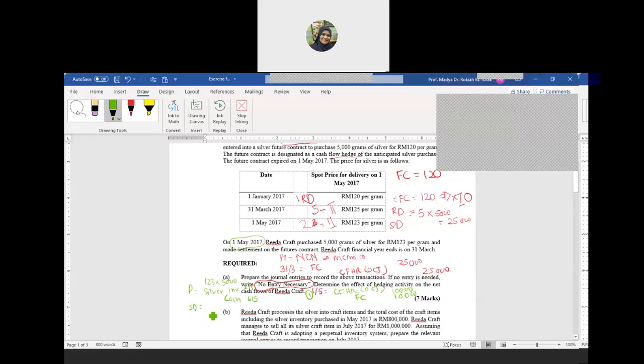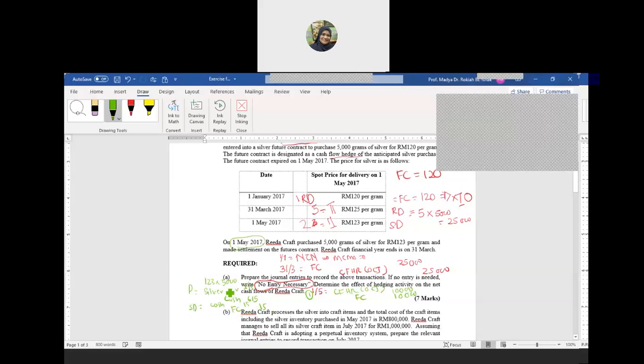And then the second one is to record for the price purchase of the silver. And then the third one is to make a settlement. For the settlement here, you're going to debit cash, like the one that your friends prepared, and then credit the future contract, because when you settle, it means that you want to sell your future contract.